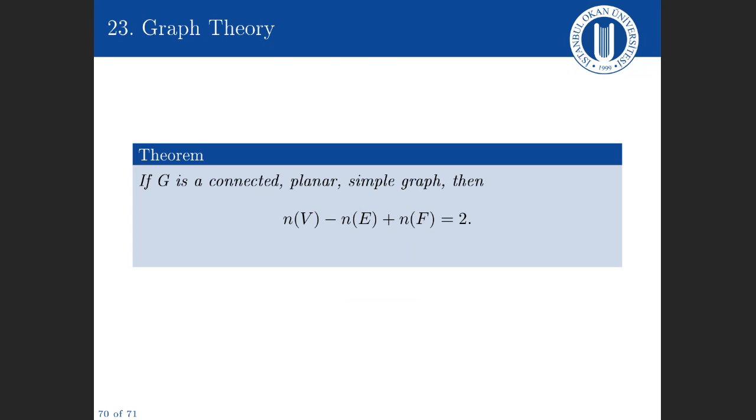That means every connected planar simple graph has the same Euler's formula as K1. So every connected planar simple graph has Euler's formula equal to 2. And because this is true for every connected planar simple graph, it must also be true for every polyhedra without holes.